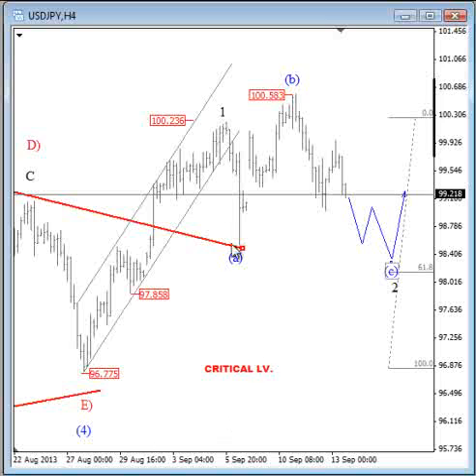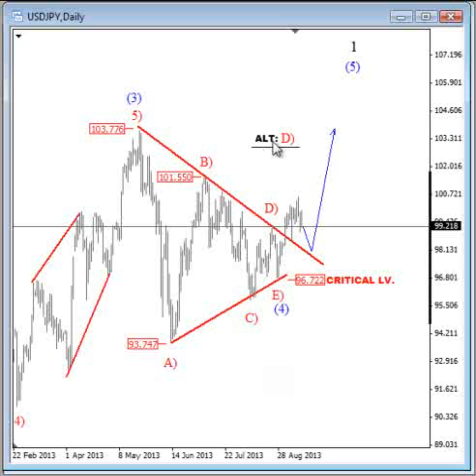So for the near term, for the next 2-3 trading days, dollar yen could stay sideways and even bearish, but once we reach those levels around 98.30, 40, 50, we should be aware of a bounce to the upside.